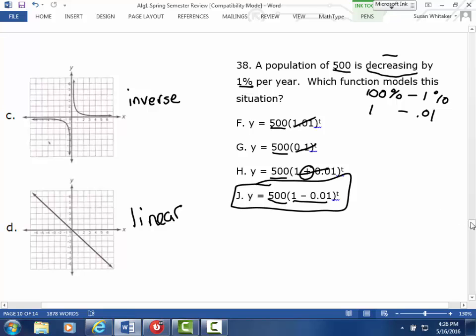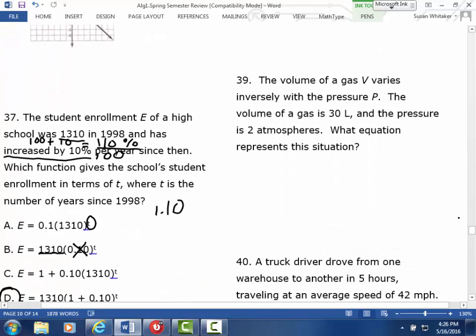Okay, moving on. 39. The volume of a gas V varies inversely. Okay, so inversely, we would write that as V equals some number K over P. Then it says the volume of a gas is 30 liters and the pressure is 2. Okay, so that means K over 2. What equation represents this situation?